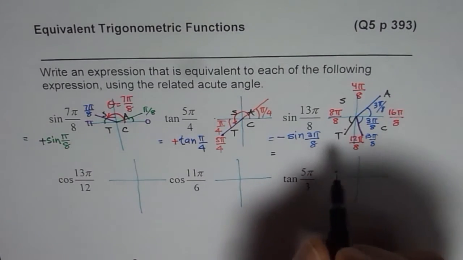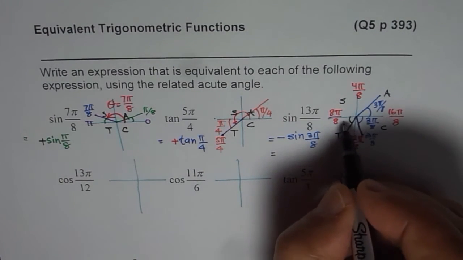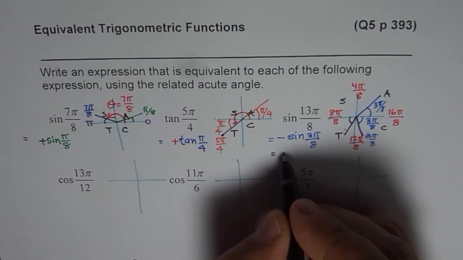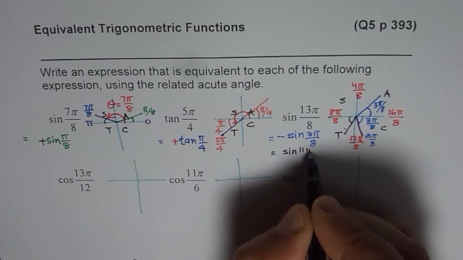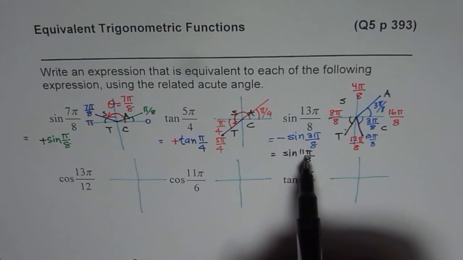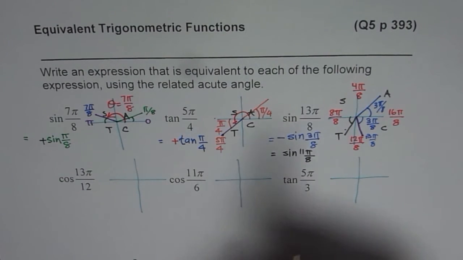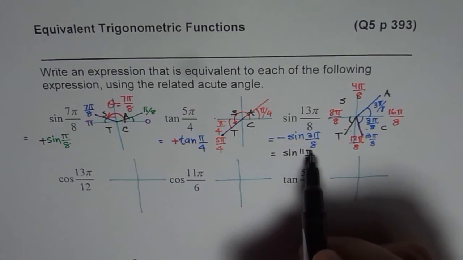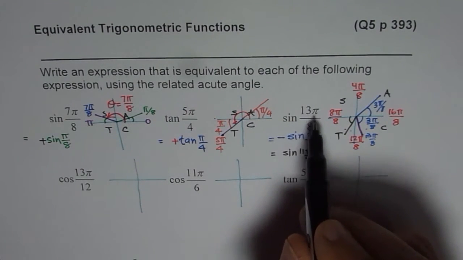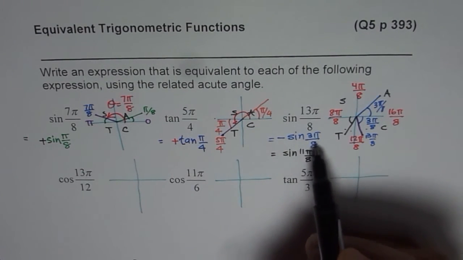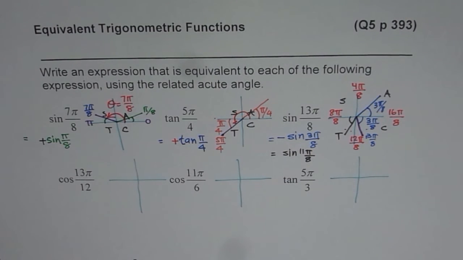So I could write this as which angle? We have to add 3 pi to 8 pi. So 11 pi by 8, right? So I could write this as sine 11 pi by 8. You get an idea. So that is also an acute angle related equivalent ratio for sine 13 pi by 8. Sine is negative in both these quadrants, so I don't have to put a negative sign. Sine 11 pi by 8 will be equivalent to sine 13 pi by 8. You got the idea, right? So I've given you two different answers here. Both are correct. I hope you understand the concept.